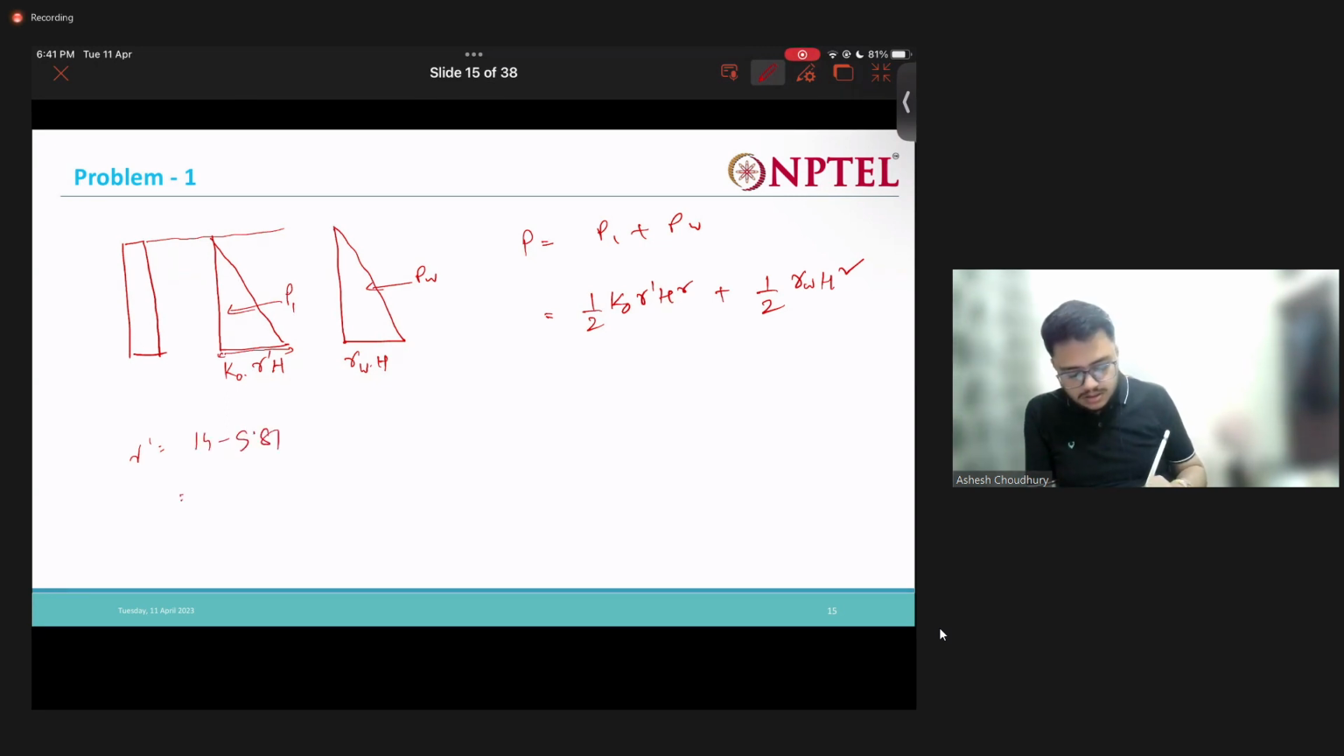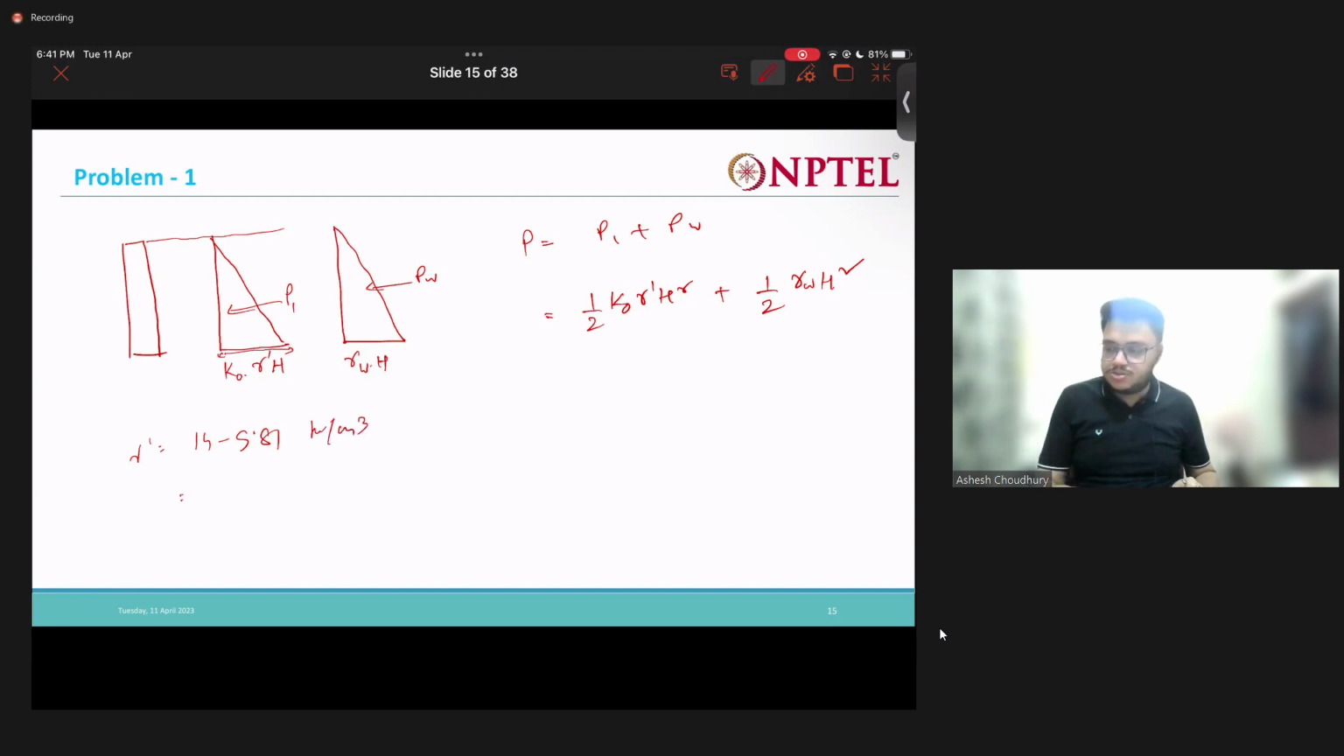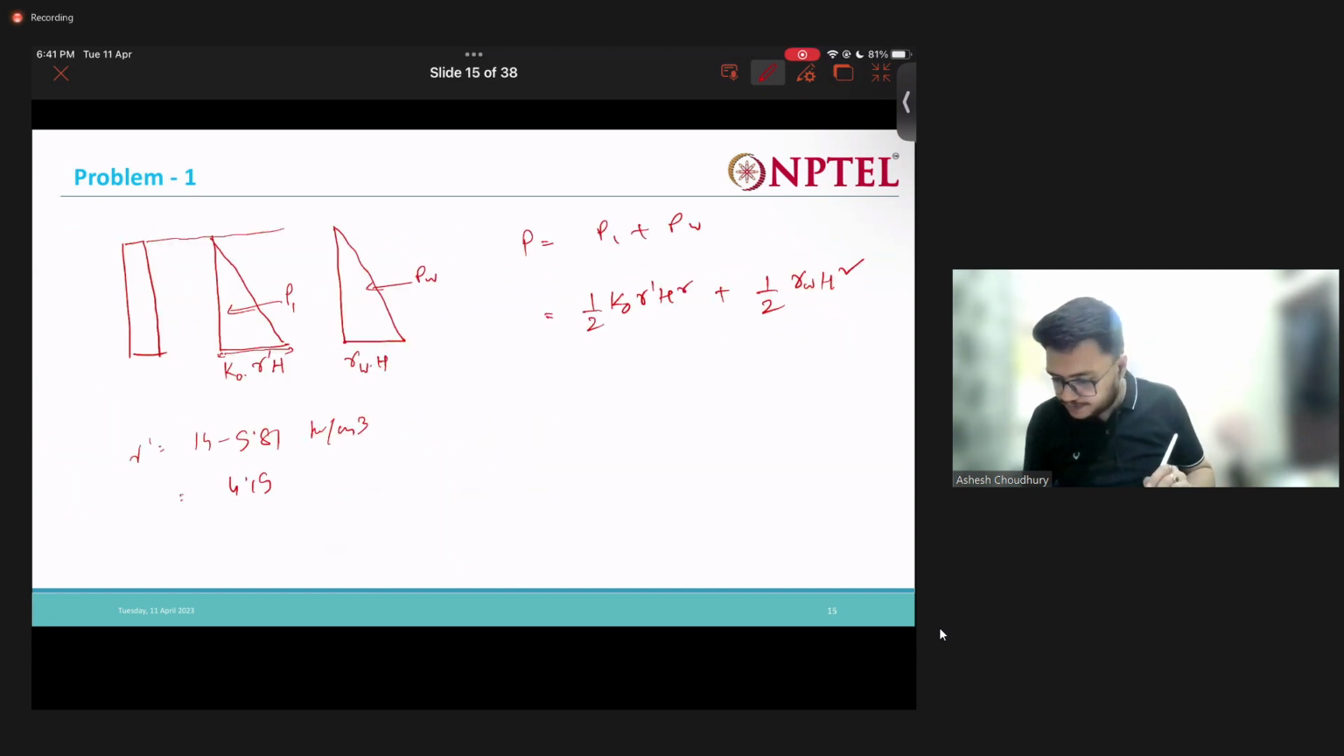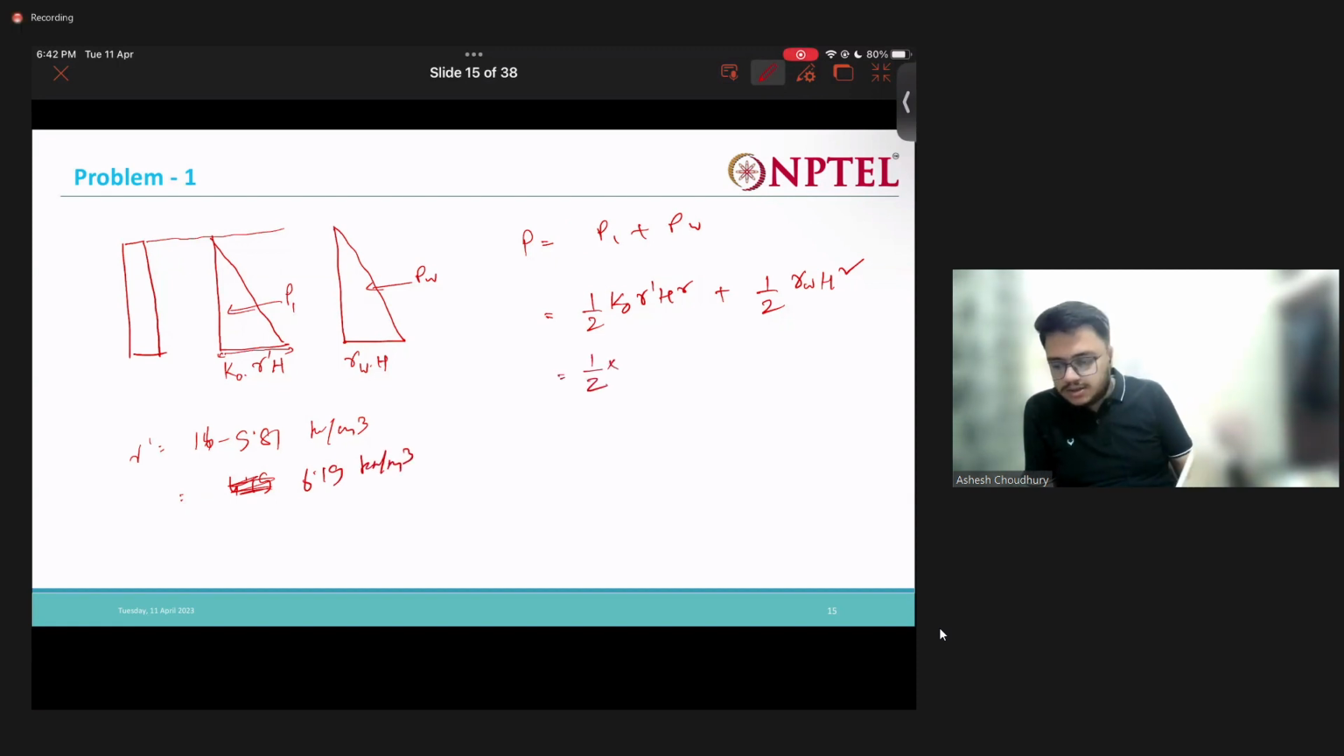So this gamma submerged you can take as 16 minus 9.81. Is it 16? Okay, 16. So 6.19, right? So you can calculate it like this. So let's calculate. Please calculate what will be the value.